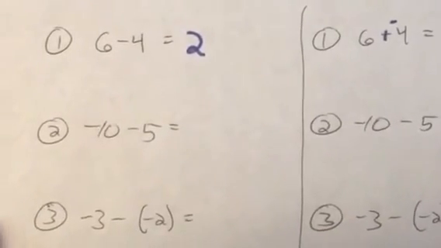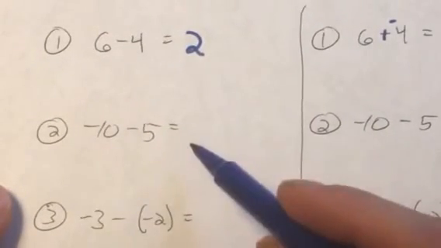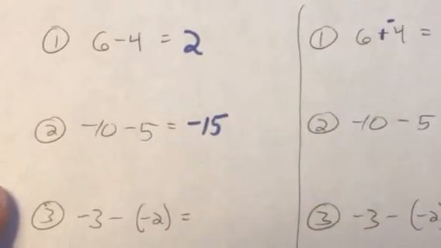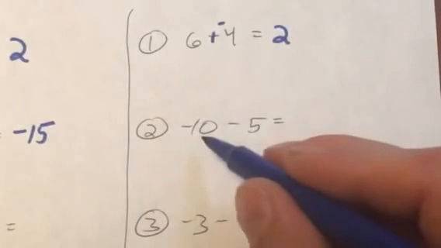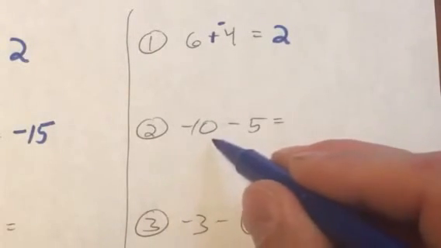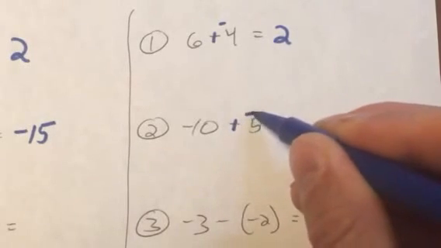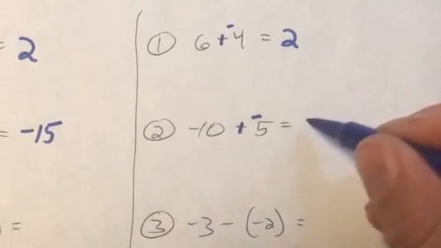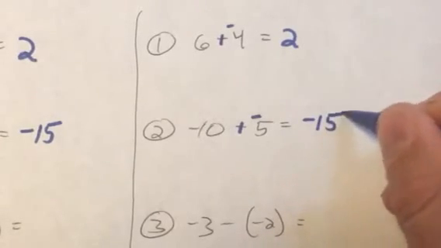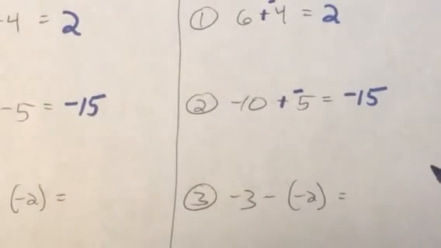So let's take some more problems here. Negative 10 minus 5, right? Students may know that that answer is negative 15, right? But let's add the opposite. So the first number stays the same. I'll say keep the first and add the opposite, right? And it becomes negative 10 plus negative 5, which is also negative 15. Again, you get the same answer either way.